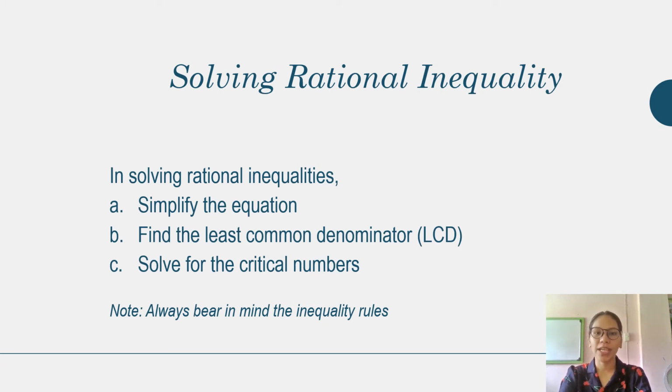Now, proceed naman tayo on how to solve rational inequality. So, in solving rational inequalities, first we're going to simplify the equation, of course. Then, find the least common denominator and solve for the critical number. So, critical numbers yung tawag dito since that is the inequality. So, take note or always remember or bear in mind the inequality rules. So, kindly recall the rules about inequality so we will not have difficulties.